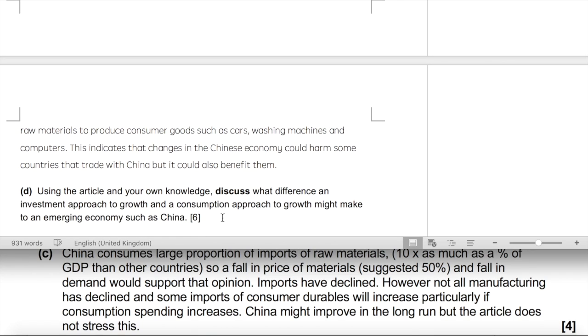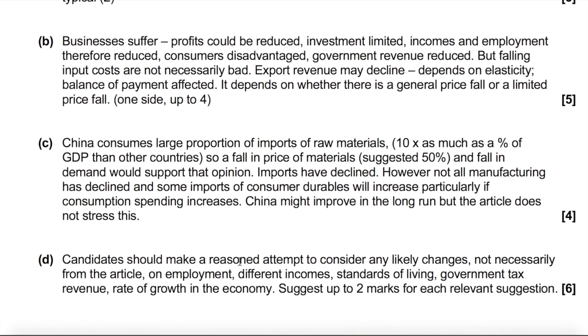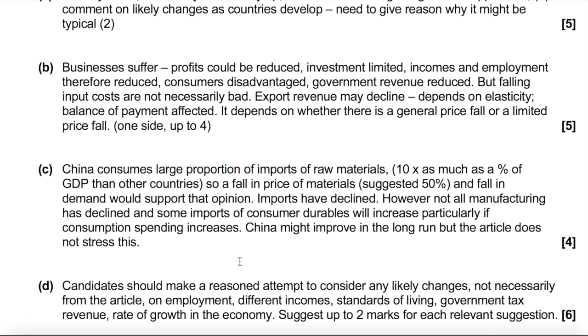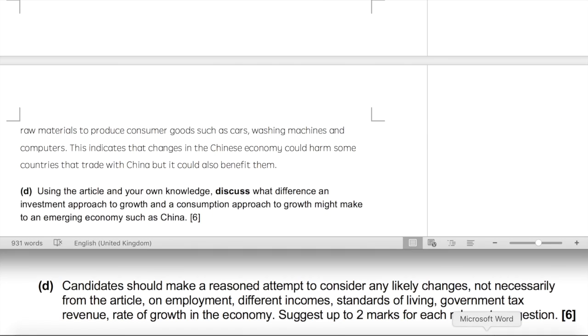Using the article and your own knowledge, discuss what difference an investment approach to growth and a consumption approach to growth might make to an emerging economy such as China. Now, the exam board wants us to answer this question by essentially having candidates make a reasoned attempt to consider any likely changes, not necessarily from the article, so we could go from our knowledge and the syllabus, on employment, different incomes, standards of living, government tax revenue, and the rate of growth in the economy. So we're looking for up to 2 marks for each relevant suggestion. This part of the mark scheme doesn't give you much insight into what you should be writing, so hopefully after we've reviewed my answer, you're a bit clearer on what needs to be done.